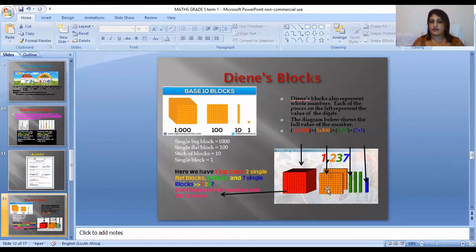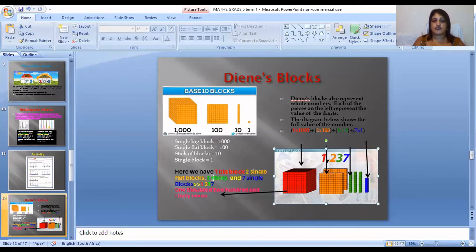Now let's look at this example. This is a different example from that one. Here I've got 1 big block, 2 single flat blocks, 3 sticks of 10, and 1 block that, if you count each digit here, it gives you 7. Right? So 1 times 1,000, there it is here, which is 1,000. 2 of this will give me 2 times 100. 3 sticks of 10, 3 times 10, and 7 single digits here, it will be 7 times 1. So my answer will be 1,237.